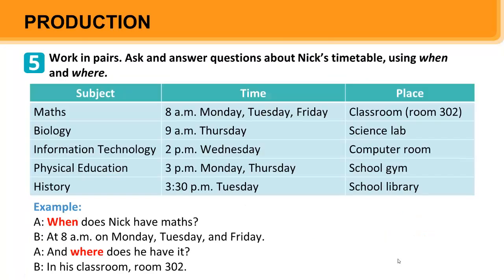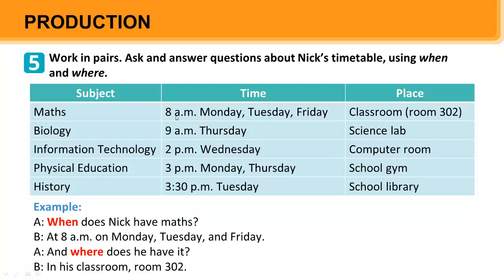Now let's move to activity 5. Work in pairs. Ask and answer questions about the next timetable using when and where. Now look at the table, and this is the timetable. The first column is subject, the second column is time, and the third is place. For example, student A, student B. Student A asks, when is the next math? And in this question, we use when.